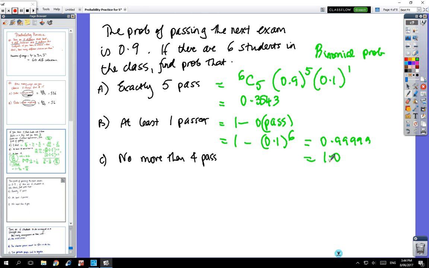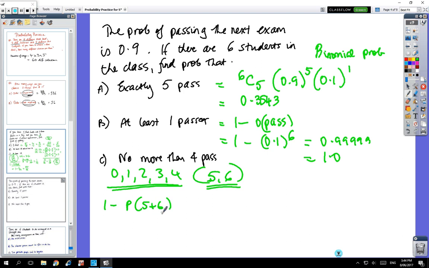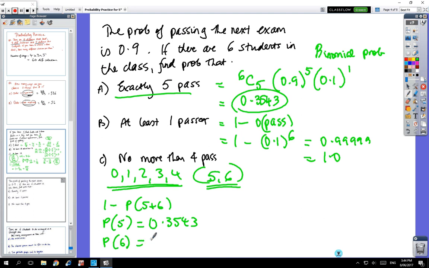Okay, no more than 4. So that's 0, 1, 2, 3, 4. So the only answers you don't have are 5 and 6. So it's quicker to do the 5 and 6. That's the answer we want, 0 to 4 pass. So we just do the 5 and 6 passes and subtract from 1. So it's 1 minus the probability of 5 and 6. Now we've already done the 5, haven't we? So we've got 5 up there, which is 0.3543. Probability of 6 passing is 0.9 to the power of 6.